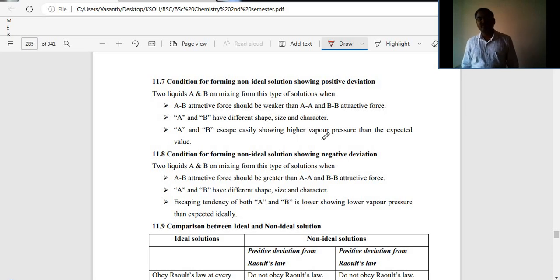Next, what are the conditions for forming a non-ideal solution showing negative deviation? Two liquids A and B form this type of solution on mixing when the AB attractive force is greater than the AA and BB attractive forces. A and B have definite shape, size and character. The escaping tendency of both A and B is lower, showing lower vapor pressure than expected ideally.